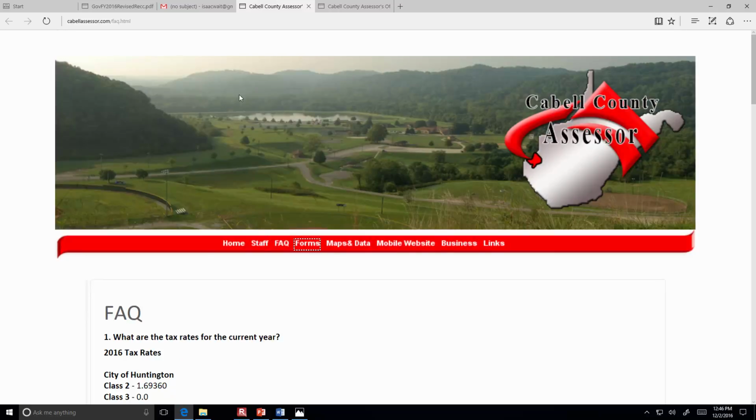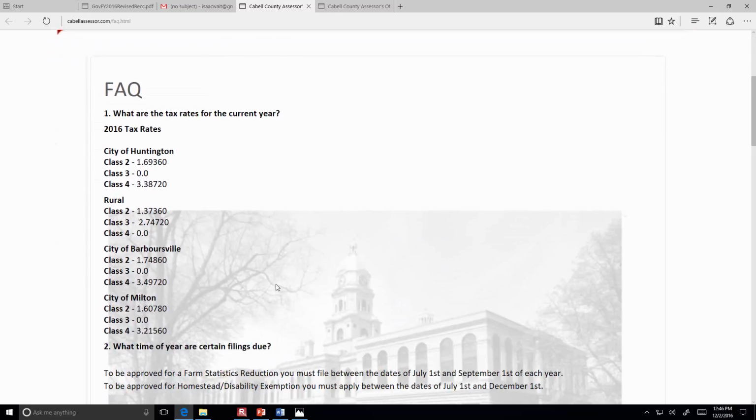So anyways, here are the tax rates for different parts of the county: Huntington, rural areas, Barboursville, and Milton. So those are the 4 different possibilities. And then these different classes are levied on the basis of whether it's owner-occupied or occupied by renters. So Barboursville has the highest property taxes in the county. And I'll give you a few minutes to consider the questions on the back side of that form.